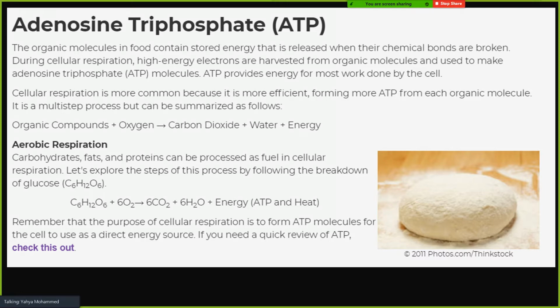Now, there's two types of respiration. What we're going to talk about mostly today is what's called aerobic respiration. Freya, what do you think that means? All right, so Freya, make sure that your microphone is on. So what does it mean if I say aerobic respiration? What does that mean?